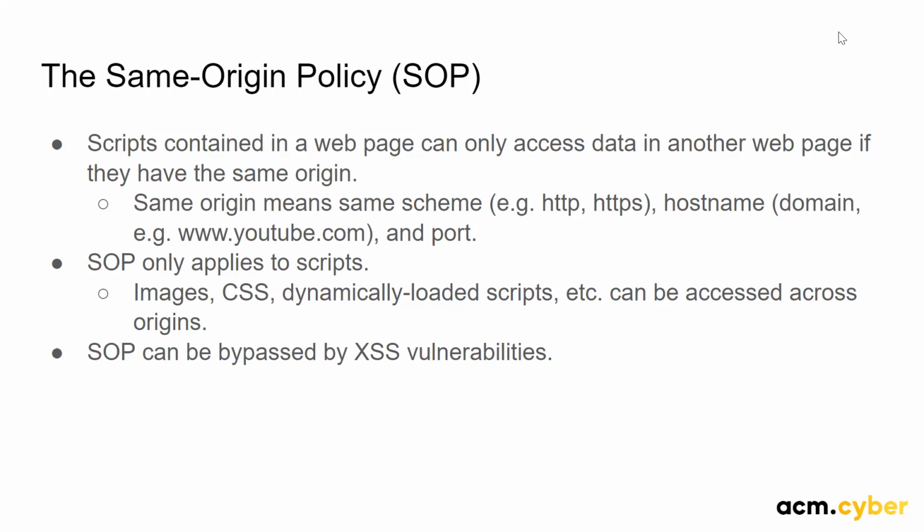And then basically what same origin means is they have the same scheme, for example, HTTP versus HTTPS, hostname, or more commonly, I guess we call it domain, like, for example, youtube.com, as well as port. And then the same origin policy only applies to scripts. So other things like images, CSS, whatever, can all be accessed across origins. And then the thing about XSS is when there's a vulnerability, this is when SOP can be bypassed.